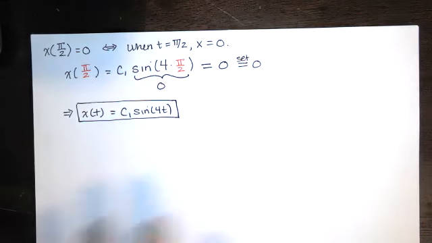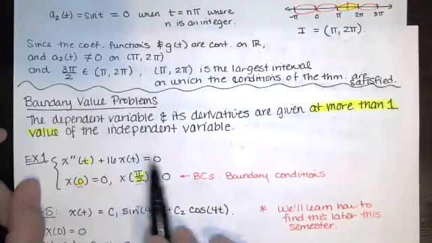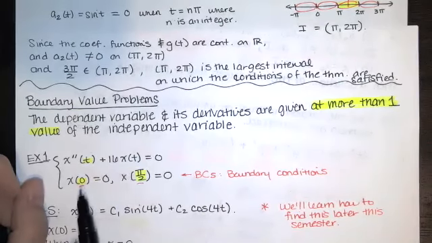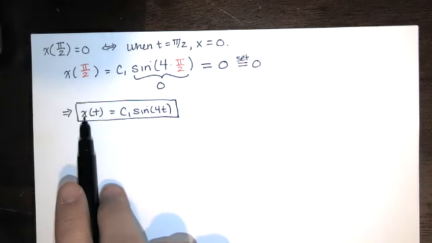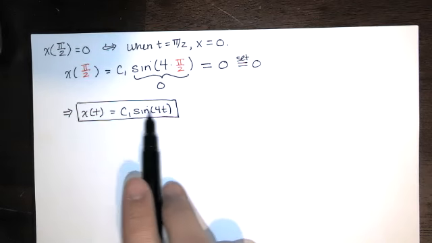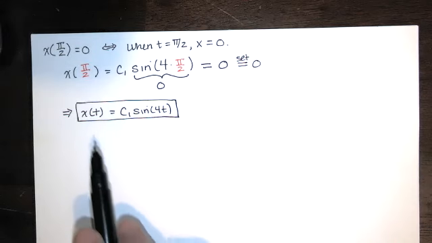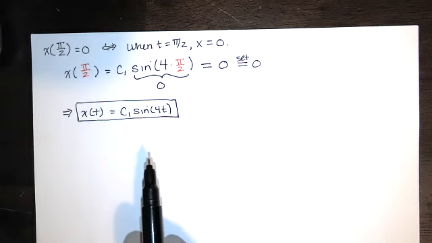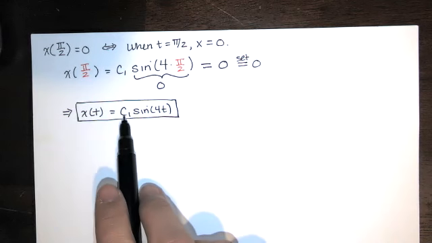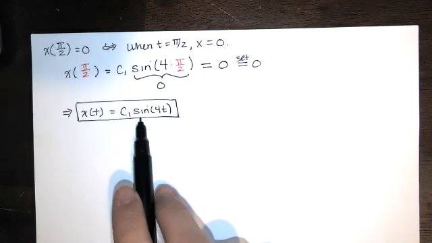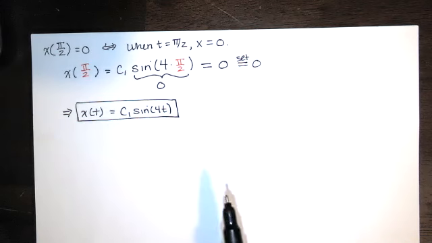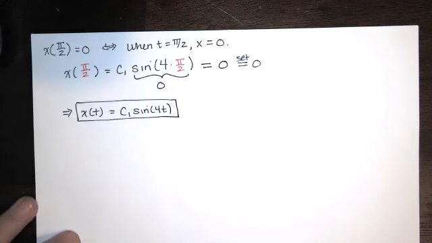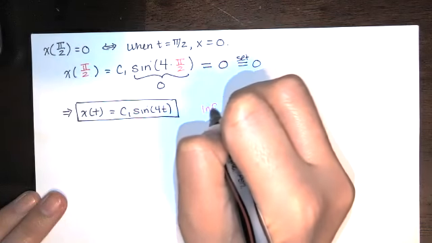Because this function satisfies the differential equation. If we take the second derivative, we add 16 times the original function, we get 0. And when t equals 0, x equals 0, because we'll have x of 0 equals c1 times sine of 0, which is 0. And when t equals pi over 2, we get c1 times sine of 2 pi, and sine of 2 pi is 0, so we get x of pi over 2 equals 0. So we actually have infinitely many solutions.